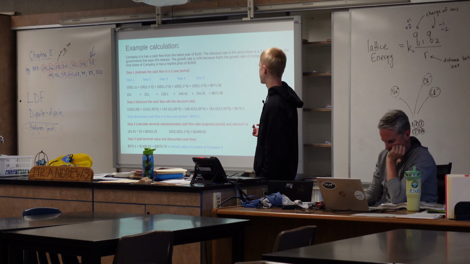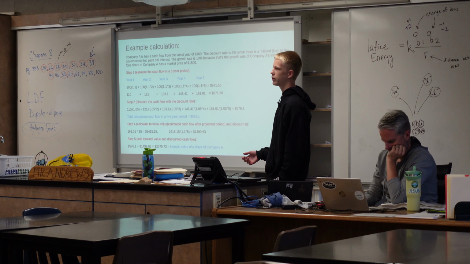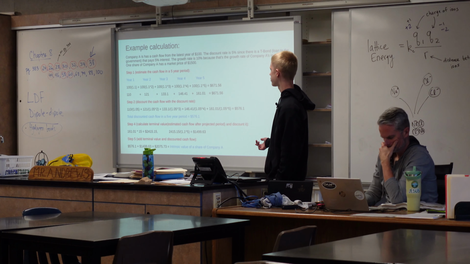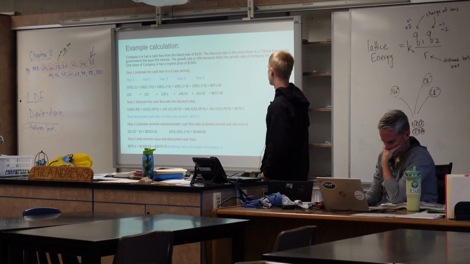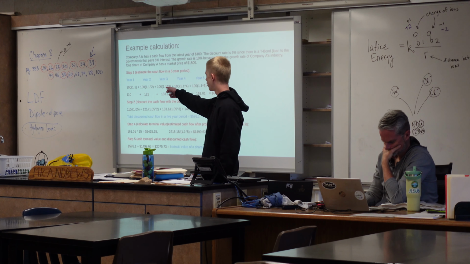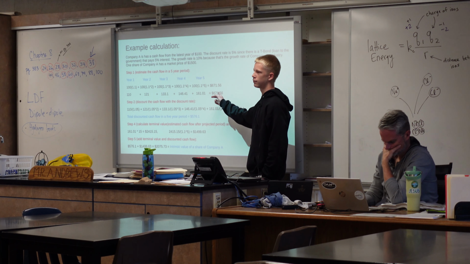So step one of using the discounted cash flow method is to estimate the cash flow in a 5-year period. You can also do it in a 10-year period, but today we're just going to do 5. So since the growth rate is 10%, 1 plus 0.1 is 1.1. So, for example, here, that's going to be the cash flow for the next year. Then year 2 is going to be that, and so forth. So, does anyone have any questions about how these are calculated?